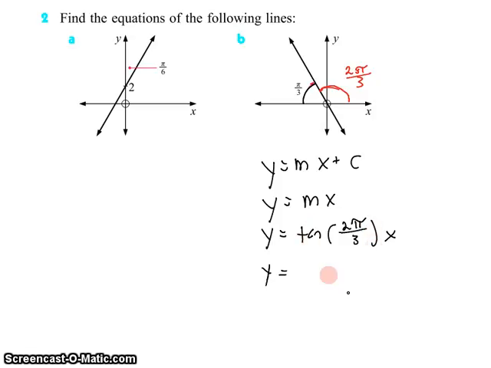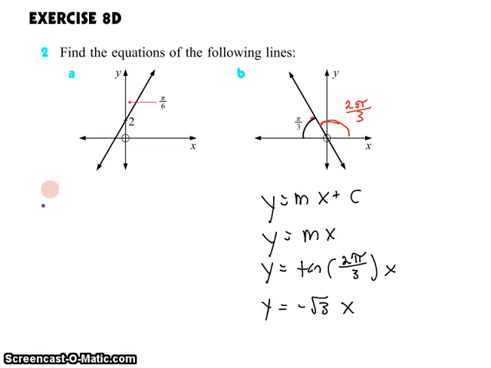And you can just use your tangent unit circle to solve that, or you could divide sine by cosine, if you're more familiar with the sine and cosine unit circle. But the tangent of 2 pi on 3 using the tangent unit circle is negative root 3. So x carries down, and I get my equation for the line y equals negative root 3 x.